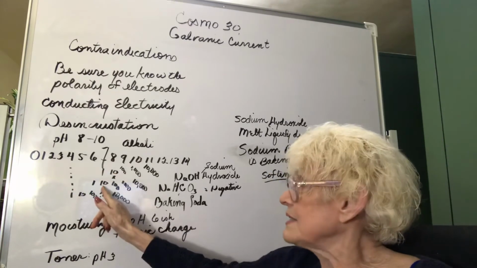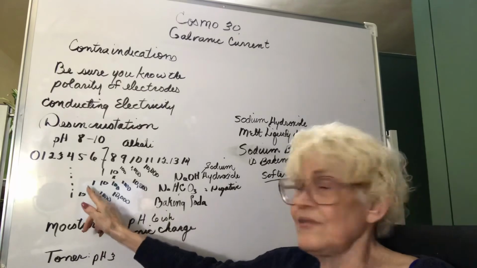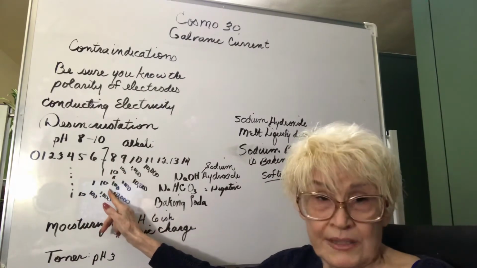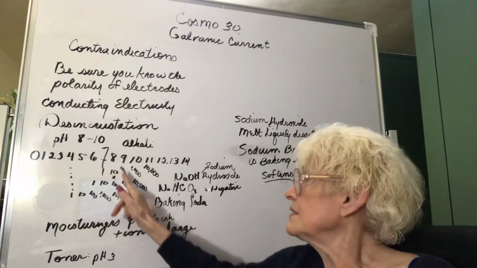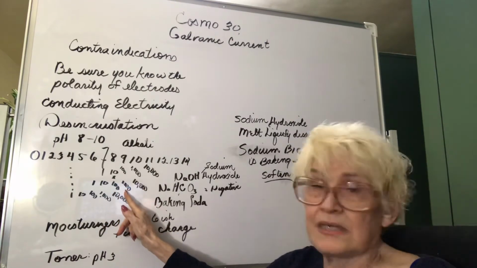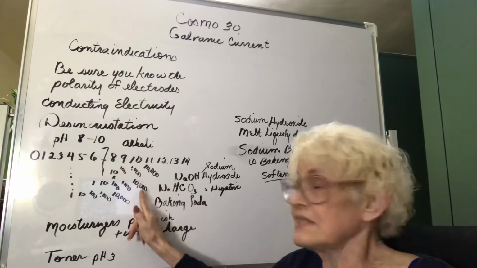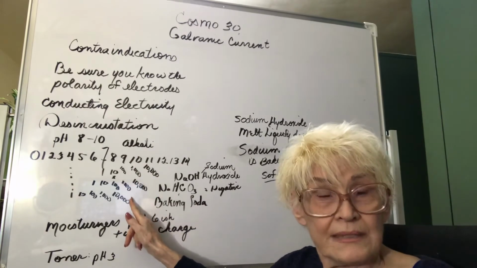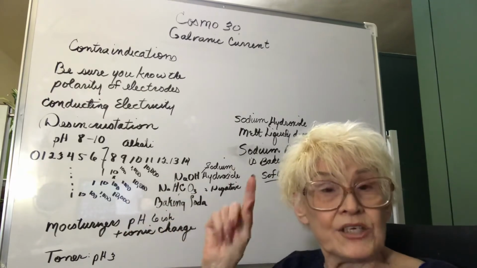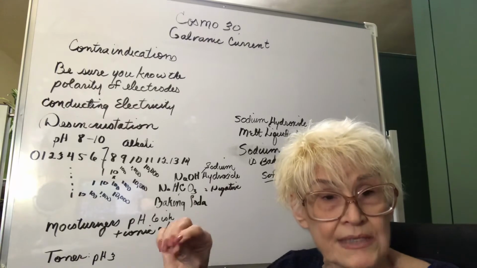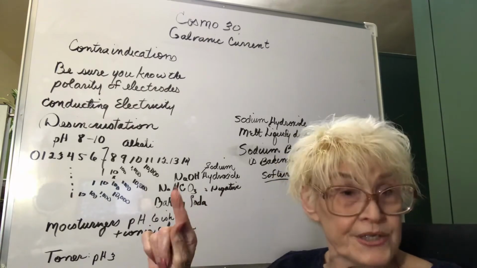So 7 is 10 times more alkaline than 6. 8 is 100 times more alkaline than 6. 9 is 1,000 times more alkaline than 6. And 10 is 10,000 times more alkaline than 6. And you cannot exceed a 10,000 ratio to the skin or you will get chemical burns.